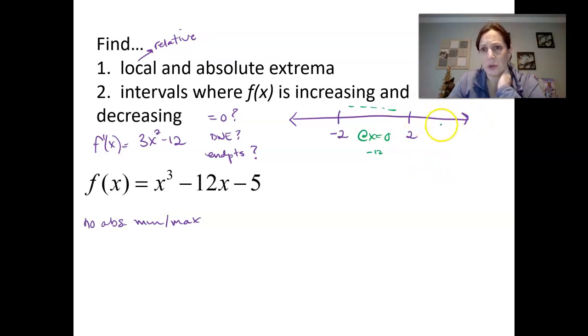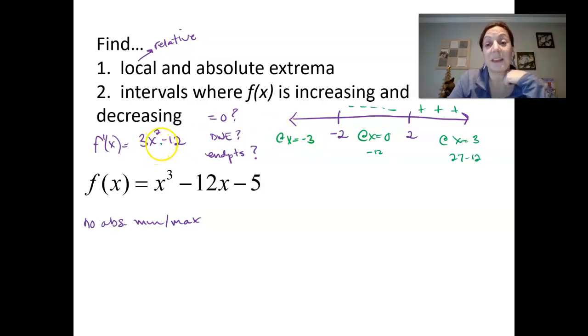Okay. After 2, let's test a value like, oh, I don't know, 3. So at x equals 3, I've got, what, 27 minus 12. That's positive. So I know that after 2, I have a function that increases. So right away, look, I had a function that was decreasing and it turned into increasing. I know what's going on here. On the other end, this is symmetrical. So I don't really even have to do a calculation. But if I plug a negative 3 in here, I still get 27 minus 12. So this is positive over here as well.